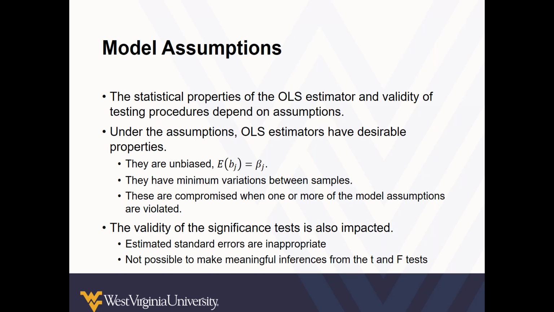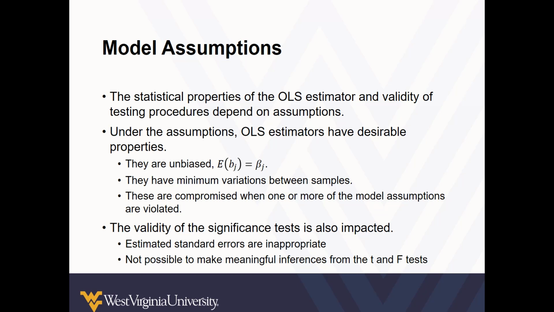The properties of ordinary least squares estimators that we rely on depend on these assumptions. We like that these estimators are unbiased and they minimize variation. So by minimizing variation, we are taking the least squares, the least of the error sum of squares.